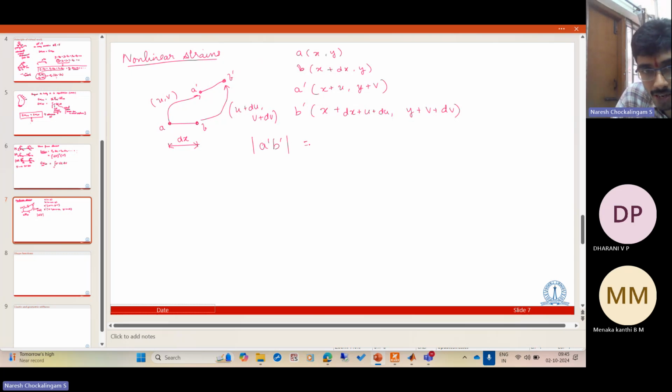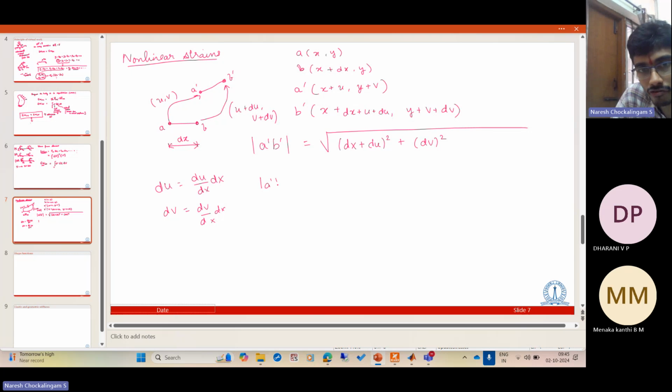Now look at the length of AB dash. What is the length of AB dash? It is square root of this minus this square plus this minus this square. So this minus this is just dx plus du, the whole square, plus dv square. Now, for first approximation, you can write du as du by dx and dv as dv by dx.